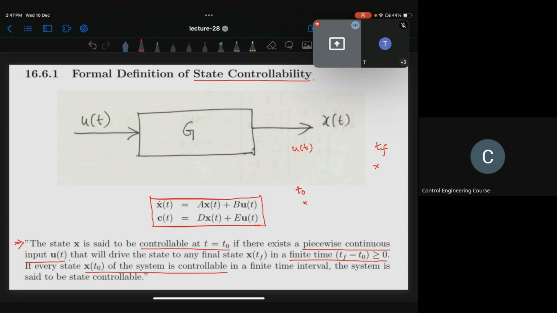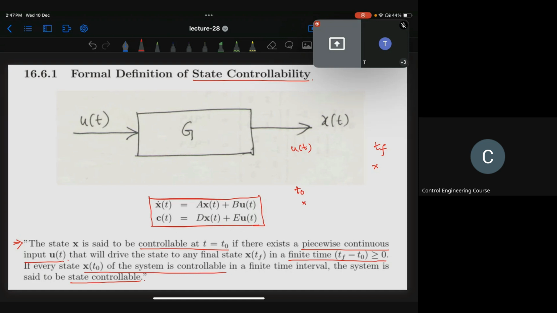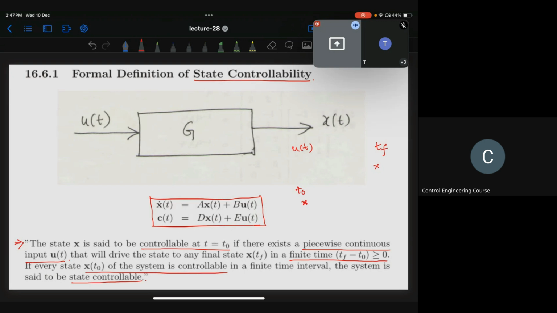Okay, so in total we can say the system is state controllable. In short, if you start the system at t equal to t naught, and there exists an input u of t which can take the system from t naught to tf, which is a finite time, then we can say that the system is controllable at t equal to t naught. So that is the definition of controllability.